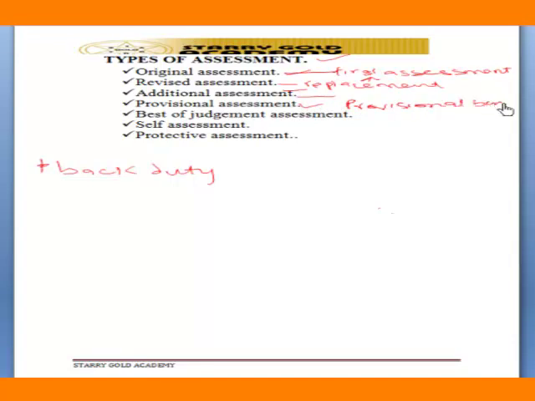On a provisional basis, pending when everything is okay. So it is an estimate. It's an estimated thing. Right? It could also be subject to objection and appeal.